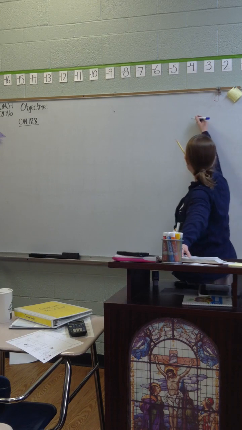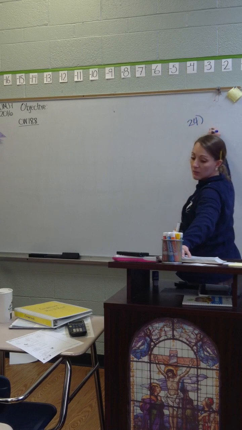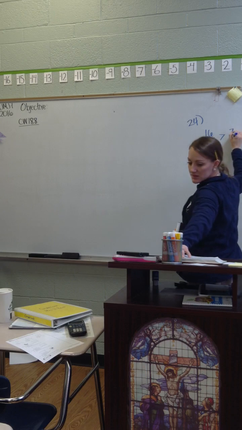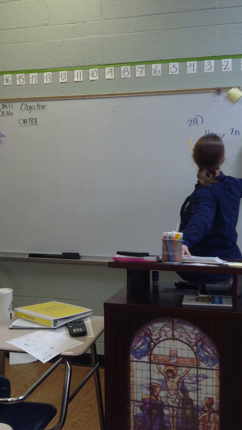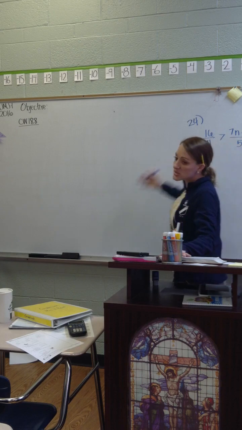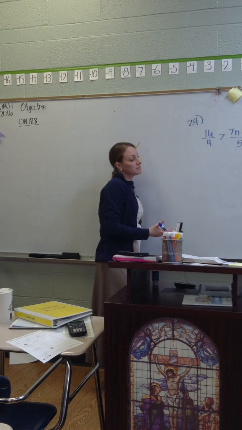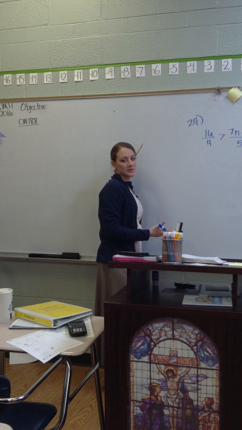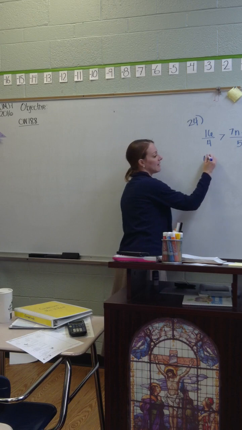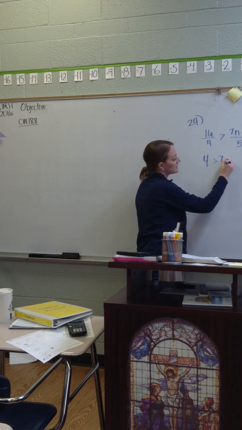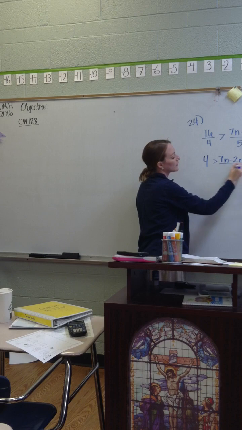Sorry. Okay, number 24. We've got 16 over 4 is greater than 7n minus 2n over 5. Let's just start somewhere. If it was something super ugly, we could always cross multiply, but this isn't super ugly. It just looks like it could potentially be super ugly. Let's start with 16 over 4. 16 over 4 is what? 4. So now I have 4 is greater than 7n minus 2n over 5.